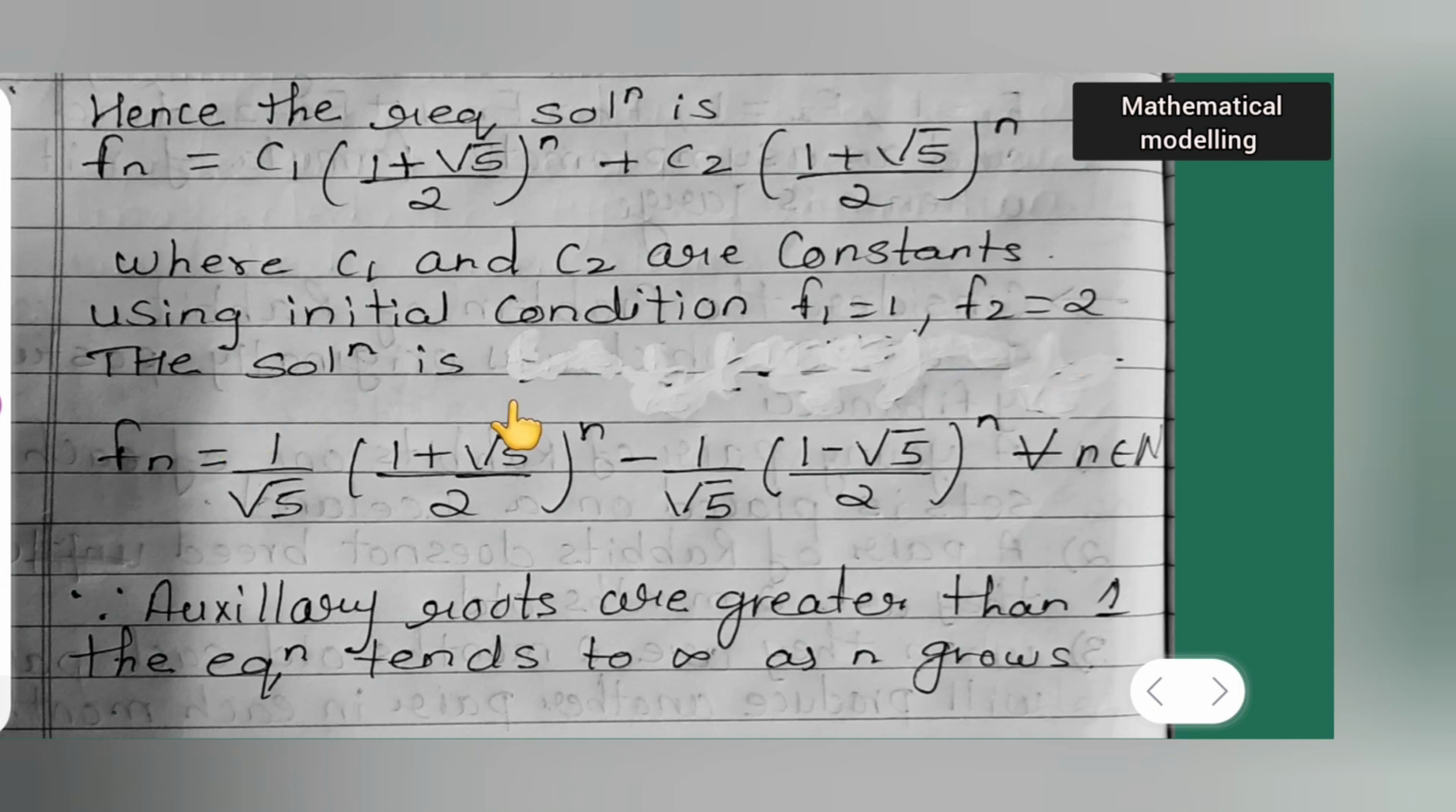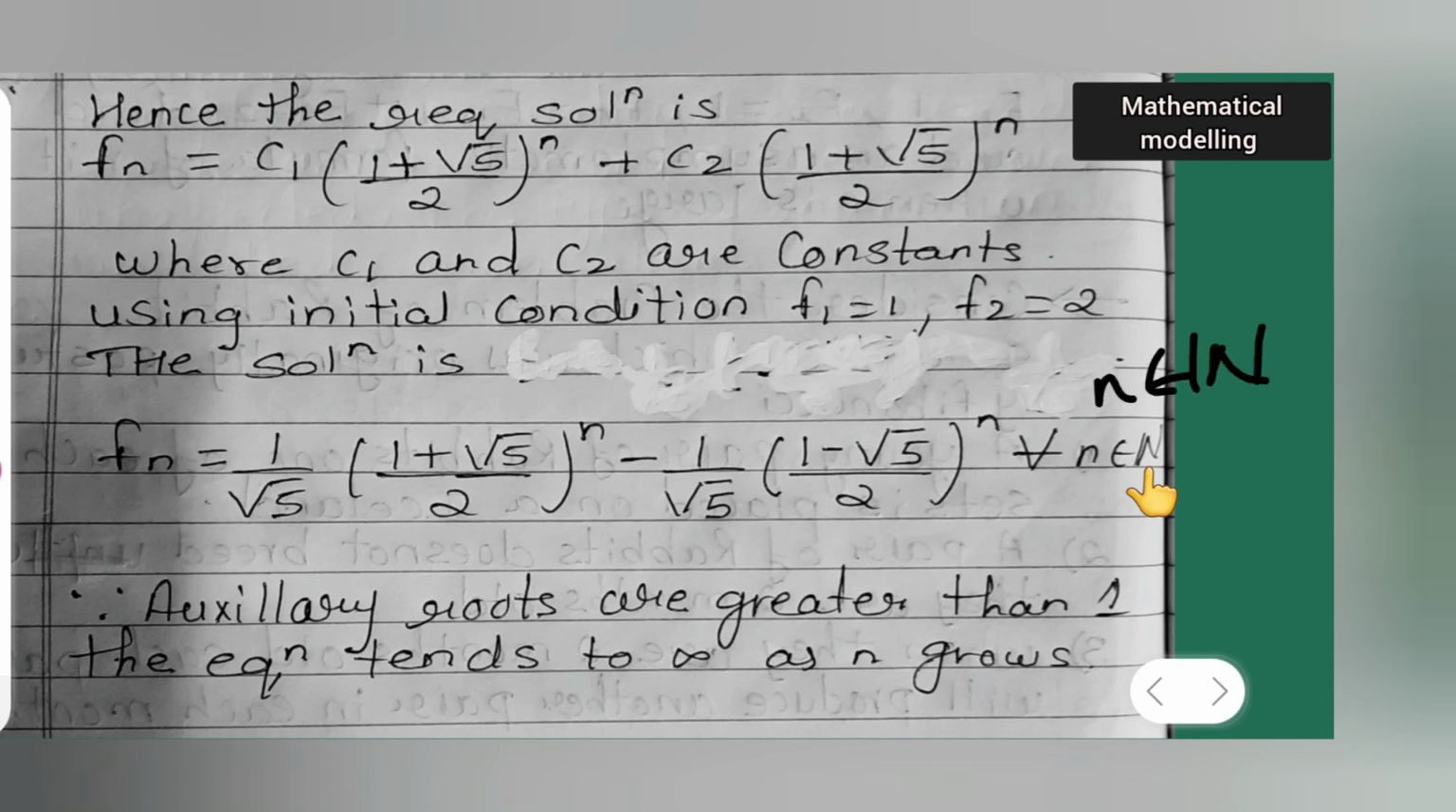Then you will be using the initial conditions f1 is equal to 1, f2 is equal to 2. The solution is Fn is equal to 1 upon root 5 into (1 plus root 5 upon 2) raised to power of n minus 1 upon root 5 into (1 minus root 5 upon 2) raised to power of n, for all n belonging to natural numbers.